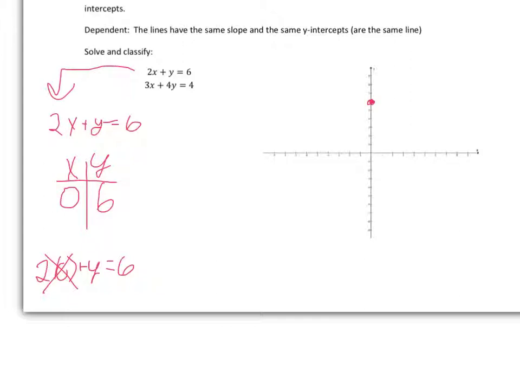Now to get the x-intercept, we plug 0 in for y. So plugging it back into this original equation, 2x plus 0 equals 6. That goes away, divide both sides by 2. We get x equals 3. So (3, 0).